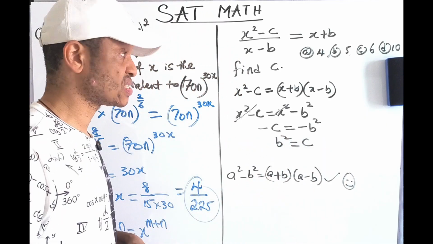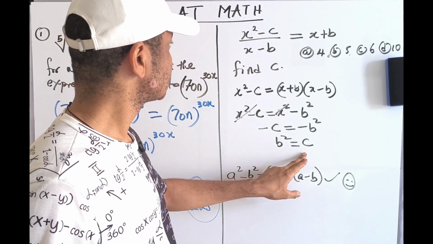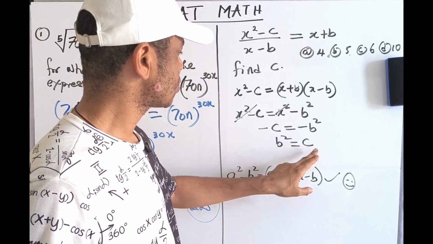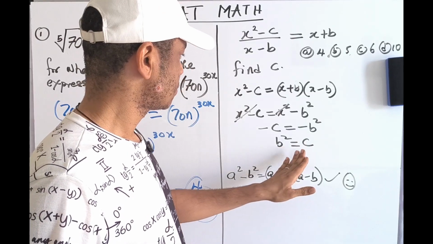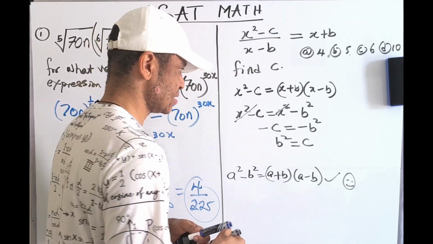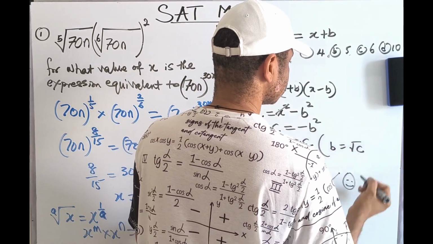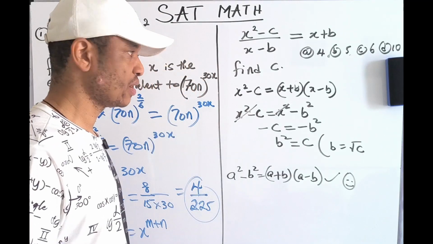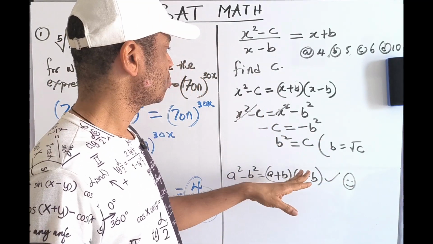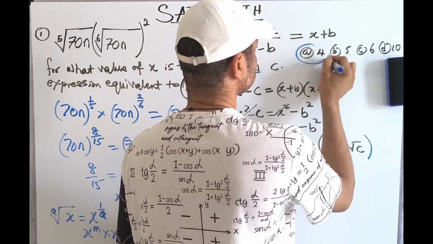Now we are looking for c. From the options, I need c to be a squared number. Another way I can look at it is b should be the square root of c. And I think c is an integer anyway. So the only logical option here is 4.